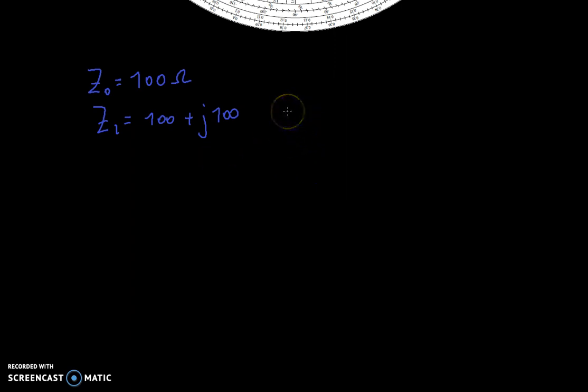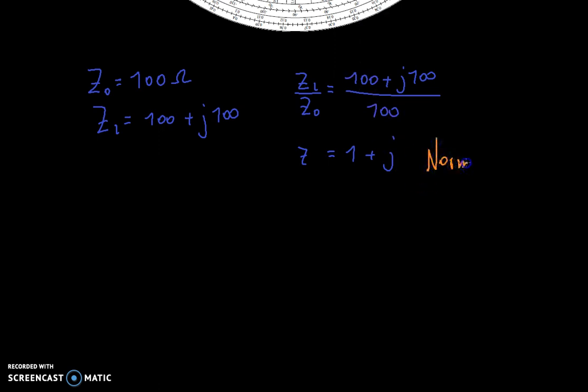So the first thing that we have to do is to divide ZL by Z0. So ZL divided by Z0 will be equal to 100 plus j times 100, and we divide this by 100, which gives us 1 plus j. So this is the normalized impedance. So let me write it down here. Normalized impedance. Okay, so this is the first step.